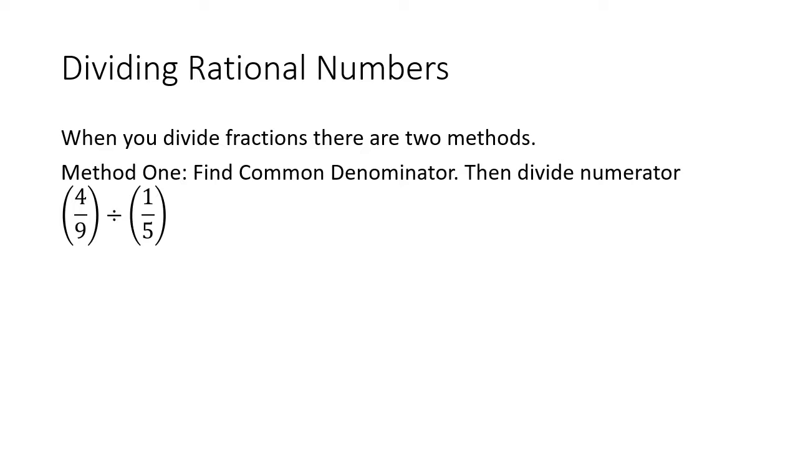The first one I wrote out right here. When you divide fractions, there are two different methods. We're going to learn this first one, and it says find a common denominator, then divide the numerators. Last time we spent a little bit of time on finding the denominator. If we can't remember what the denominator is, it is the bottom number, and the numerator is the top number.